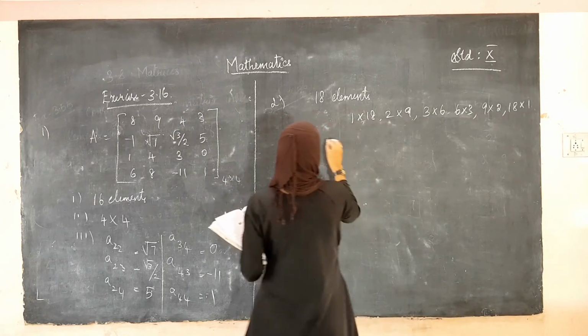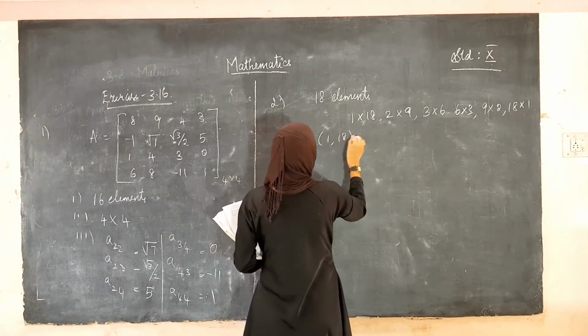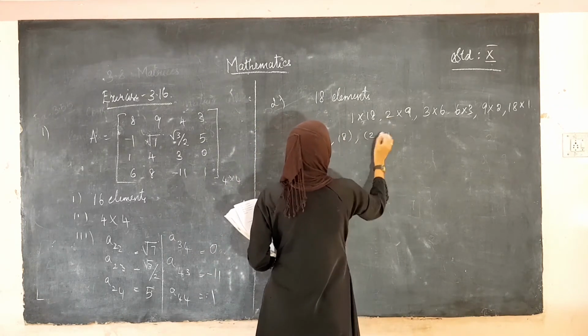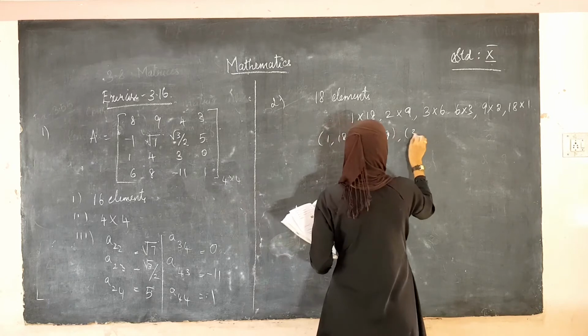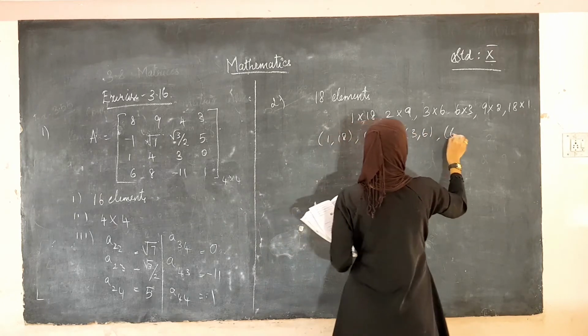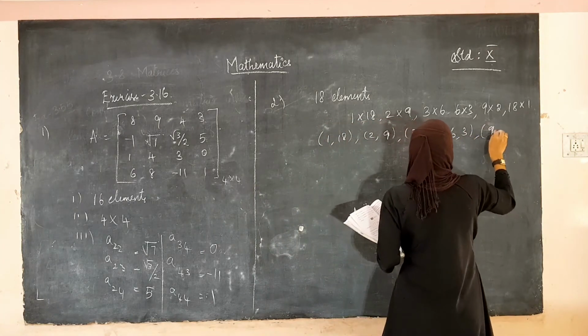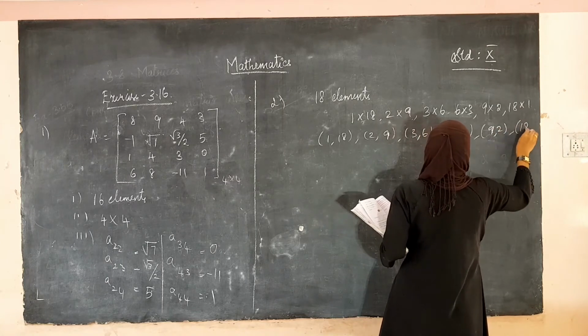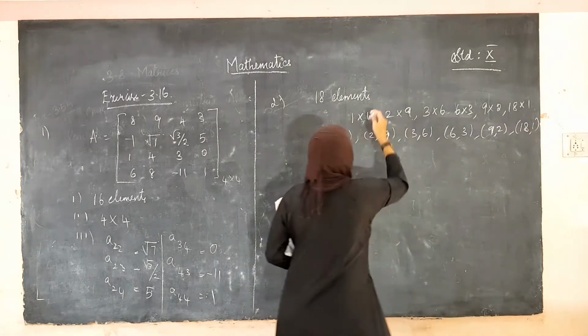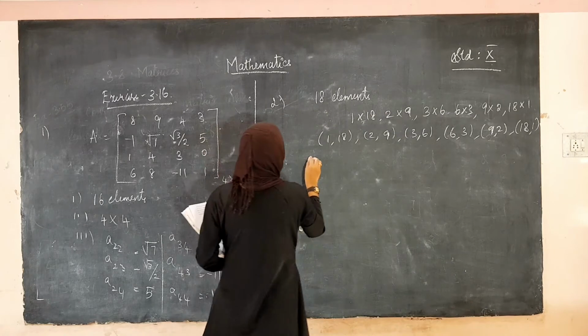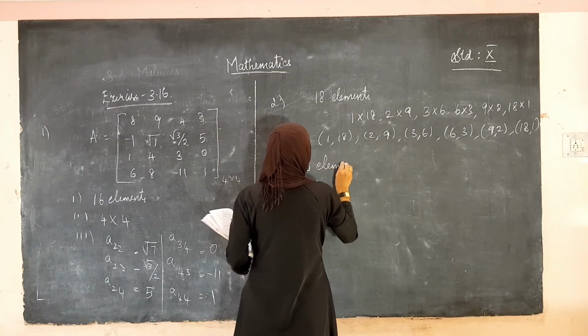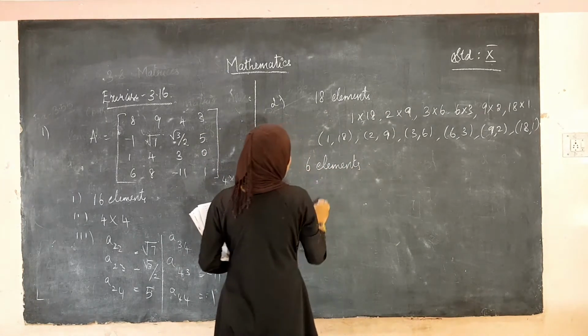This can be written in ordered pairs: 1 comma 18, 2 comma 9, 3 comma 6, 6 comma 3, 9 comma 2 and then 18 comma 1. This is for 18 elements, and they have asked also for 6 elements. What are the possibilities?